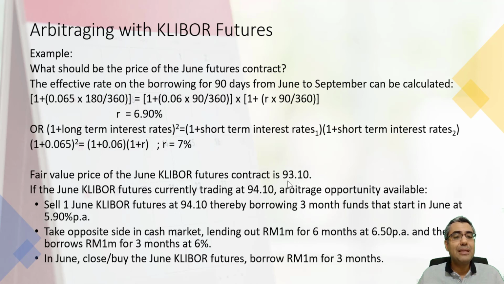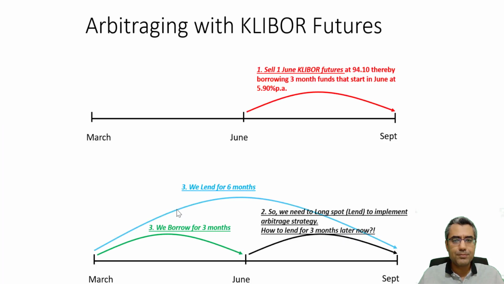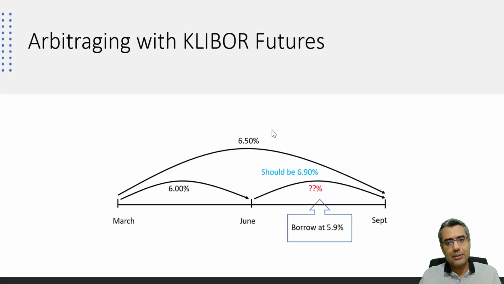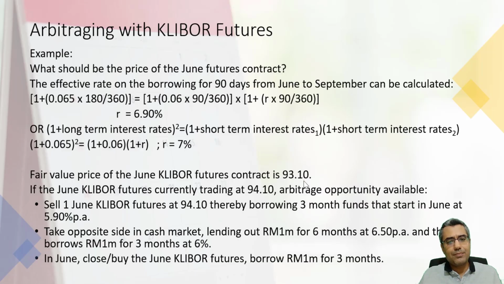So it should be 100 minus 6.9, which means it should be 93.1, but actually it is 94.1, right? So this means there is mispricing, so you can implement an arbitrage opportunity. What you do here, because it is currently traded at 94.1 but it should be 93.1, is that it's overpriced.